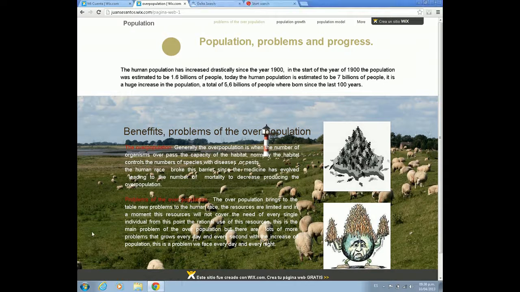Okay, this is our webpage, Population, Problems and Progress. The human race has increased a lot since the 1900s. In 1900, the population was about 5.6 billion, and nowadays it is about 7 billion. So we can see how much the population grew in 100 years.